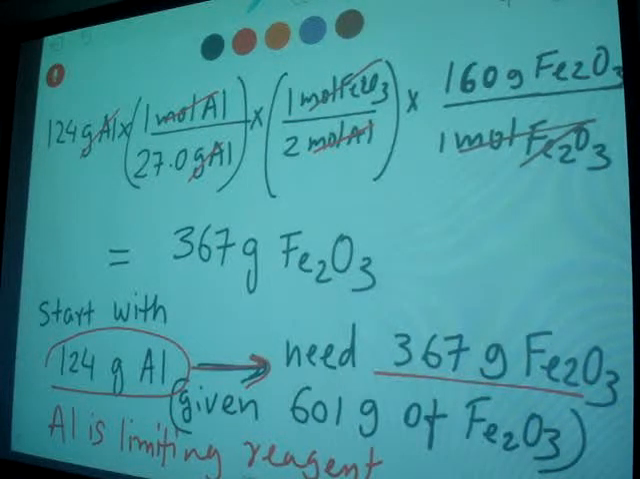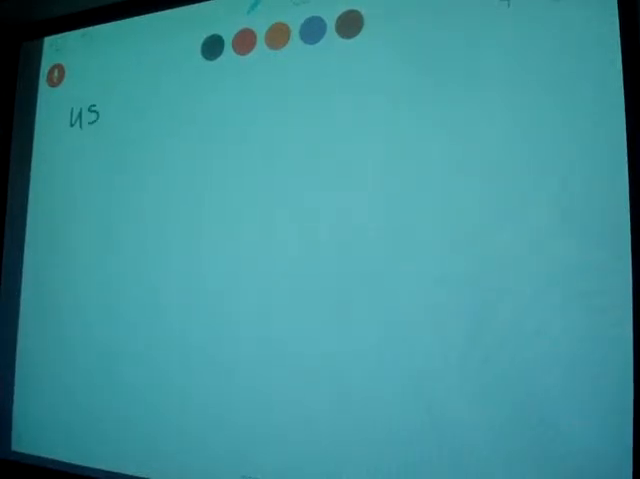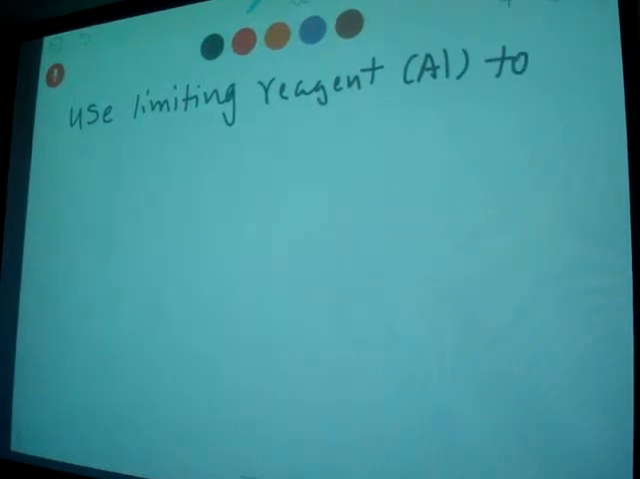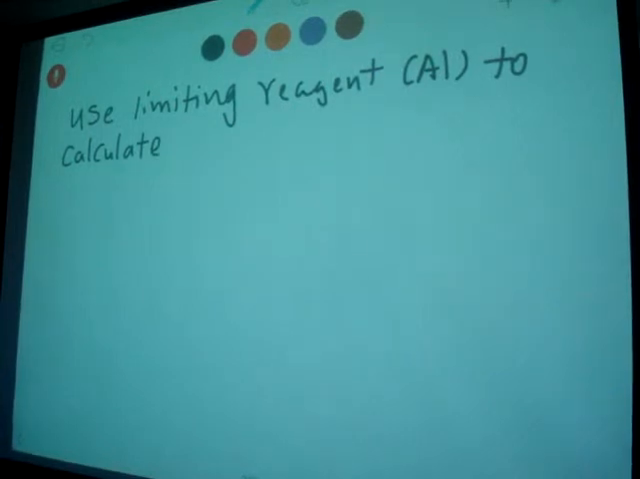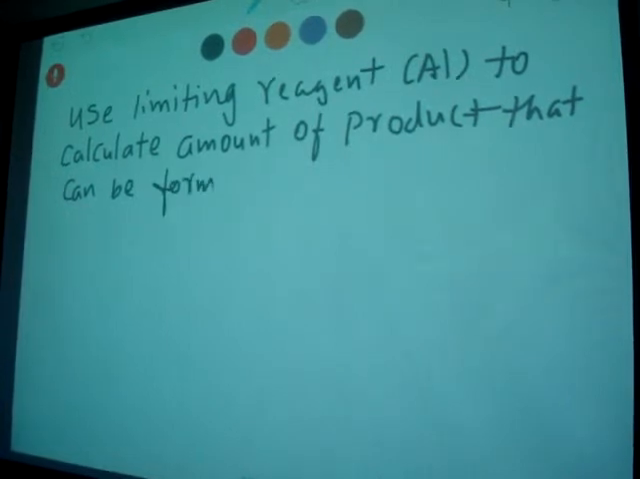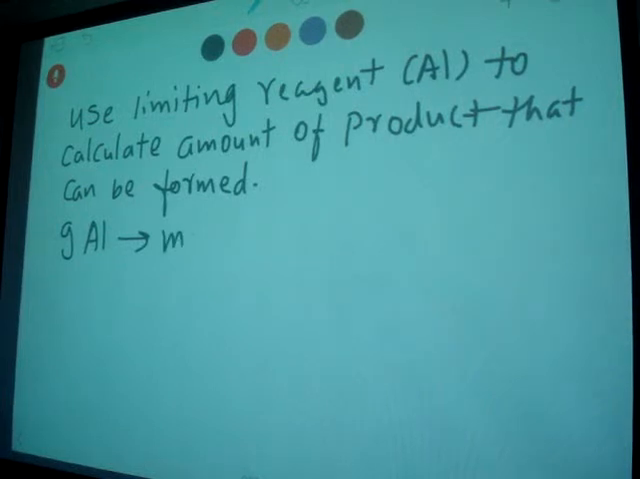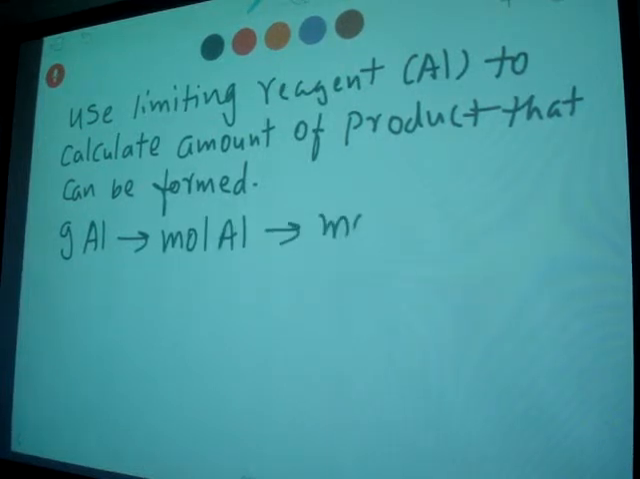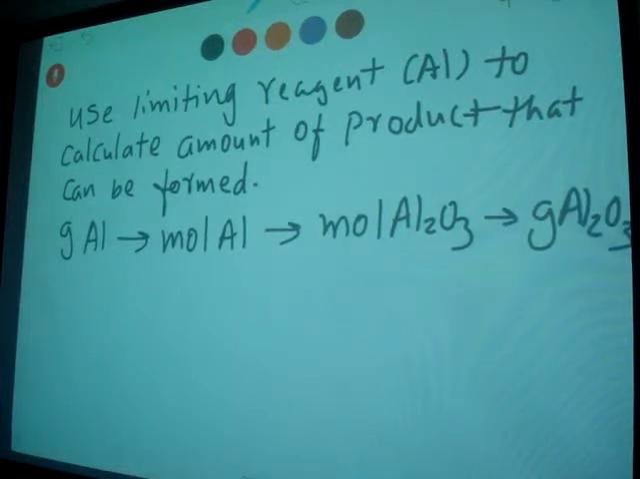Alright, so let's go to the next one. Let's say we have, so use the limiting reagent. In this case we have aluminum. To calculate the amount of product that can be formed. Okay, so we have been given grams of aluminum. We convert to moles of aluminum, and using the mole ratio we convert to moles of Al2O3, and then we convert to grams of Al2O3, because only the limiting reagent, right?